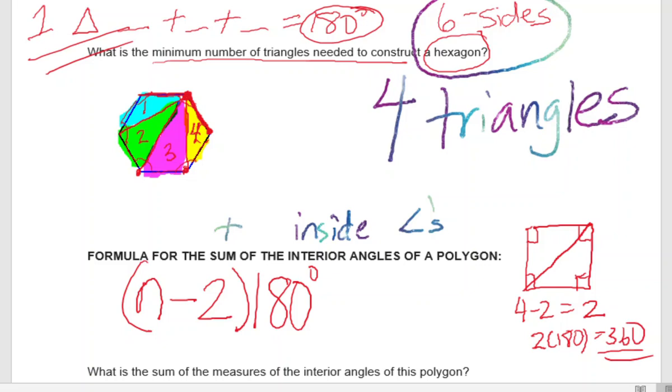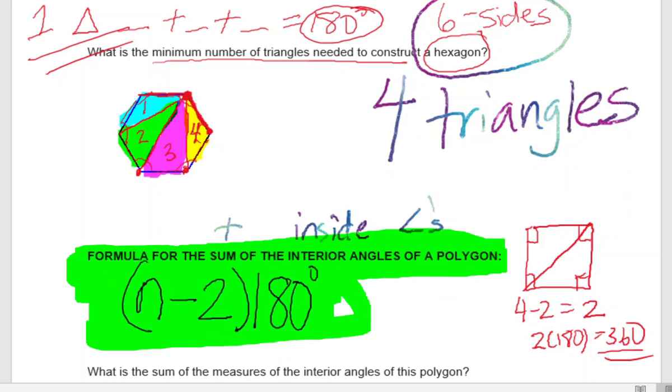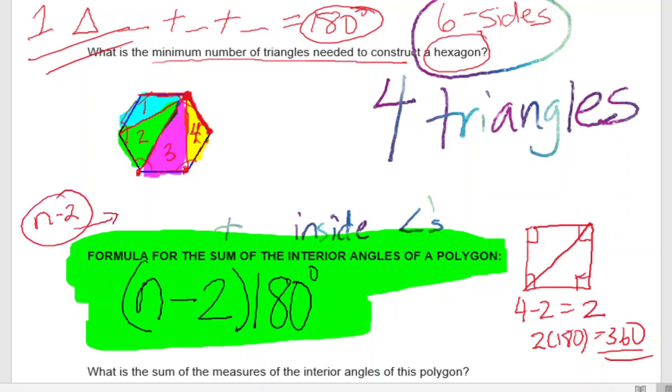So you definitely want to make note of this formula for finding the sum of the interior angles of a polygon. And you could also make note of n minus 2, because that's what we use to figure out the number of triangles that can be constructed in an n-sided polygon. So a 6-sided polygon, 6 minus 2 is 4. 4 triangles could be constructed.